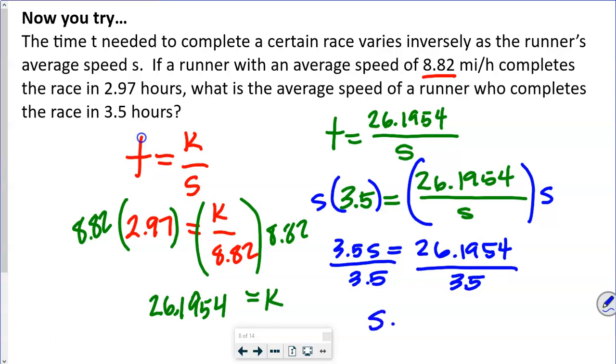So our speed is going to be equal to 7.48, sorry, 7.48. My bad, y'all. We're just going to keep it the way it was. So again, this is going to be what? Miles per hour. Okay?